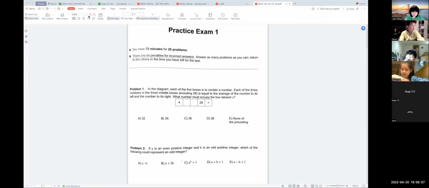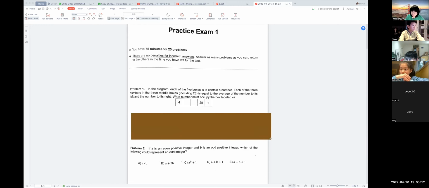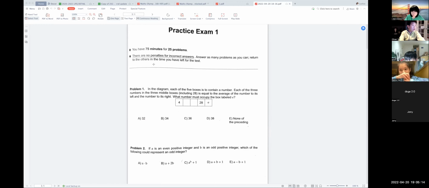For instance, if this question had no answer choices at all, it would be hard. But instead, they tell you there are 5 possible answers. So actually, all you need to do is plug in the number. Okay? So for instance, what if E equals 32? Because the middle number is the average of the numbers on the left and right side, and this is 28, so 28 times 2 equals 56.